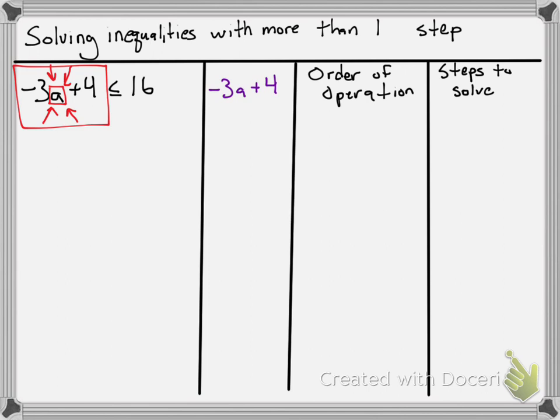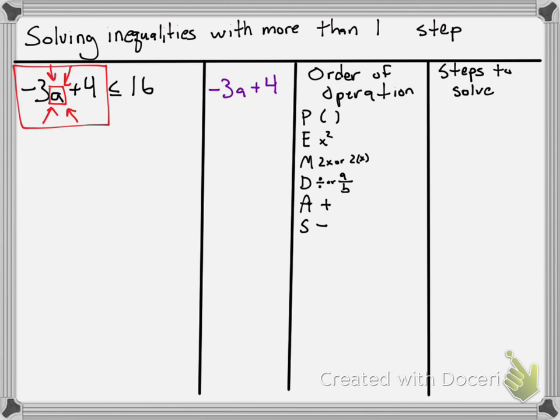If we remember, it's Please Excuse My Dear Aunt Sally, which stands for parentheses, exponents, multiplication, division, addition, and subtraction. Multiplication would be like if we had 2 times x, or sometimes we see it as 2 parentheses x, which is the same thing. Division we see like this, but in reality it's the same thing as a divided by b. Addition is anything that has a plus sign, and subtracting has a negative sign.